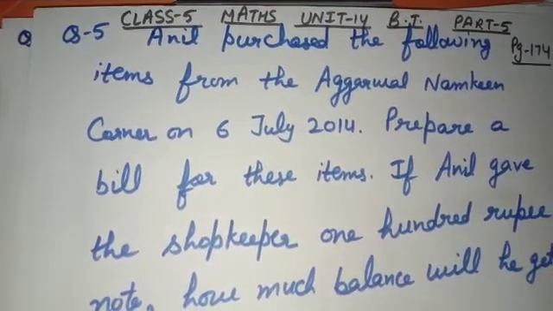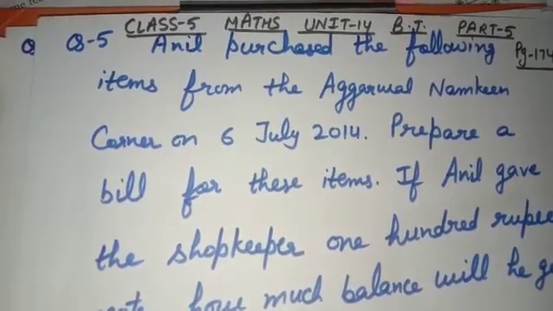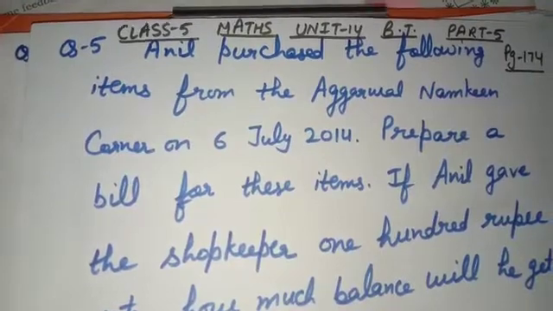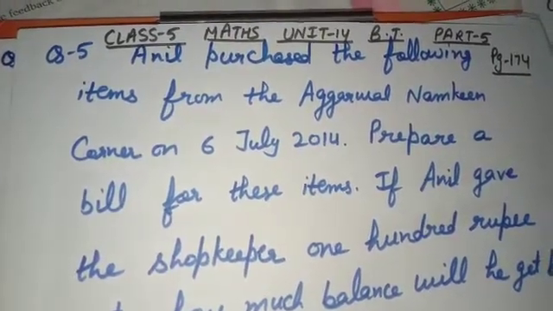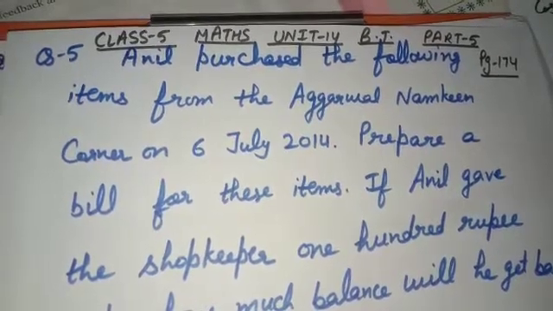Till the previous lecture we have discussed question number 1 to 4 of brain teasers. Now we are doing question number 5 which is given at page number 174 of our book. What is given in the question?